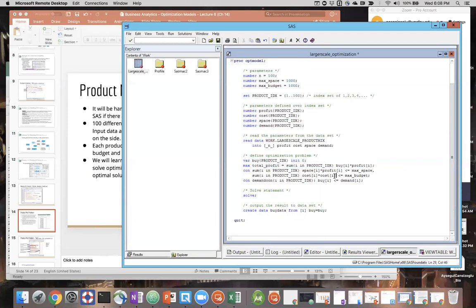And with the same thing, we are going to repeat this part again and again, but for different applications. Like here, for example, we want to understand how much space all of these items are going to occupy. Then it is again summing over the index set, multiplying the space with the buy, and that needs to be less than the maximum space.